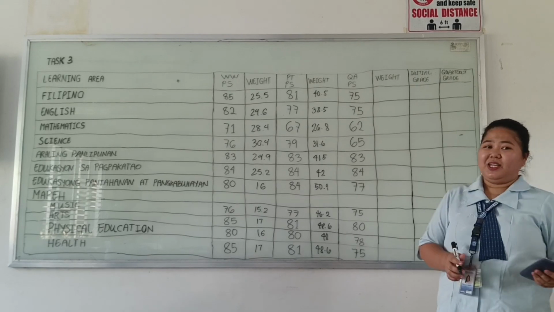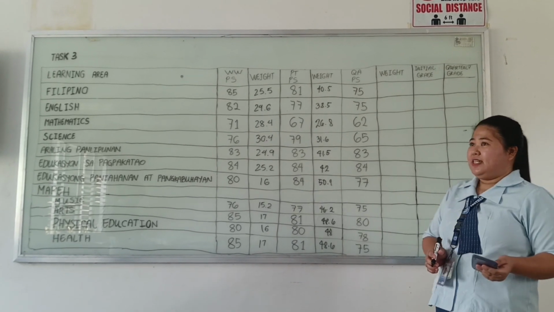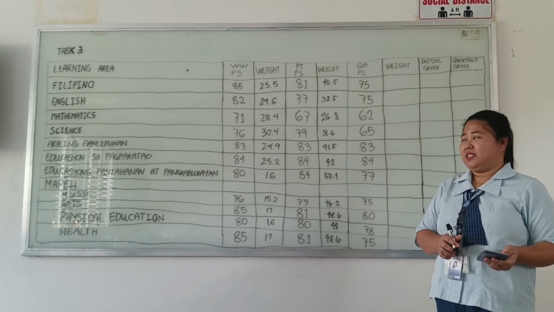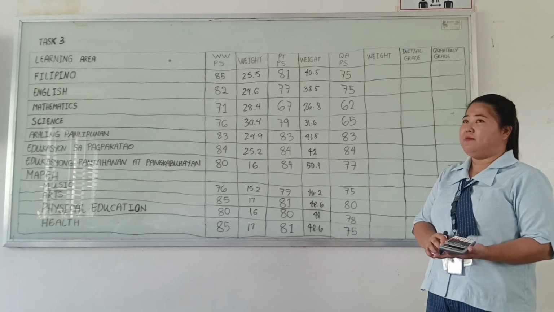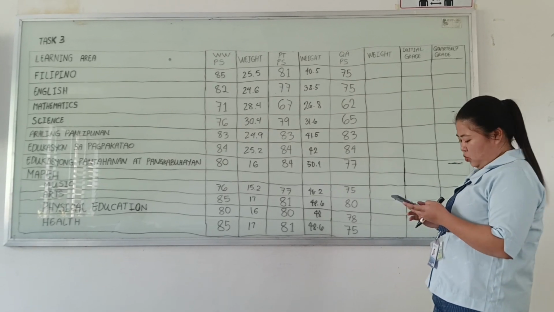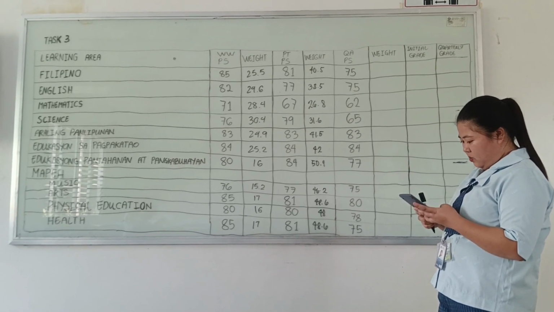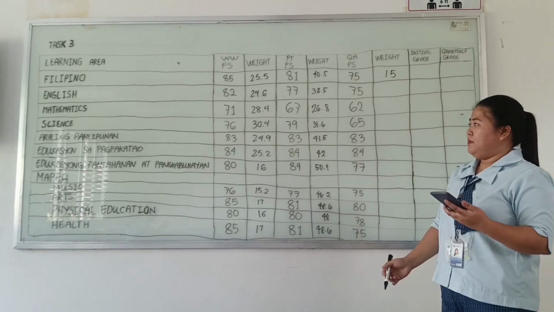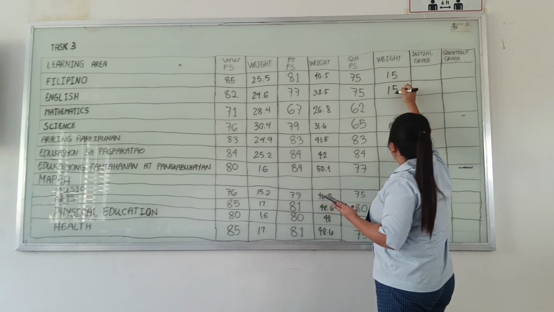So how do we calculate the weighted score for the quarterly assessment? It is given that the weighted score of the quarterly assessment is 20%. So we have here the current partial scores for different subjects. In Filipino we have 75, so we need to multiply it by 0.20. 75 times 0.20 is equal to 15. Since Filipino and English have the same partial score, English also has a weighted score of 15.